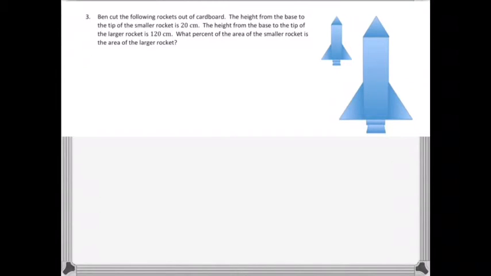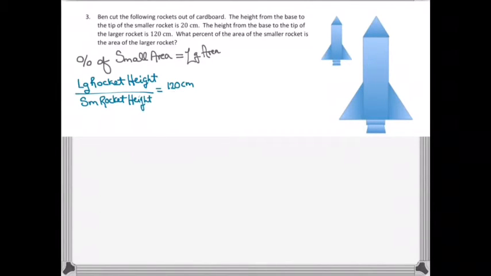In question 3, we are comparing 2 rockets, one that has a height of 20 centimeters, the small rocket, and the large rocket has a height of 120 centimeters. They would like us to figure out what percent of the area of the smaller rocket is the area of the large rocket. So first we need to figure out the scale factor between the heights. So if we compare the 120 to the 20 centimeters, the large height to the small height, we will get a scale factor of 6.